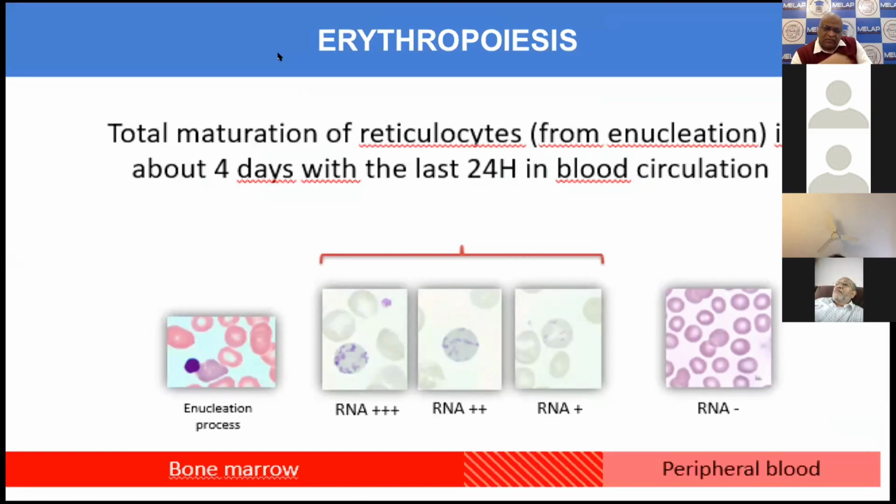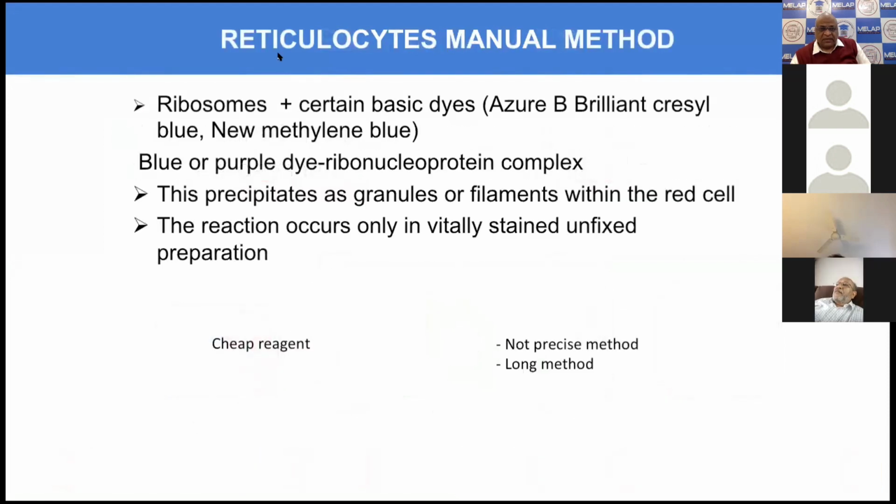They remain in the circulation for 24 hours, and when these are matured into red cells, then they lose their RNA content. And in the peripheral smear, these are observed as polychromatophils. We are discussing this in a little detail because this reticulocyte is an important investigation. You can perform this investigation in any laboratory, even if you don't have automation, although there are certain limitations, but still you can perform.